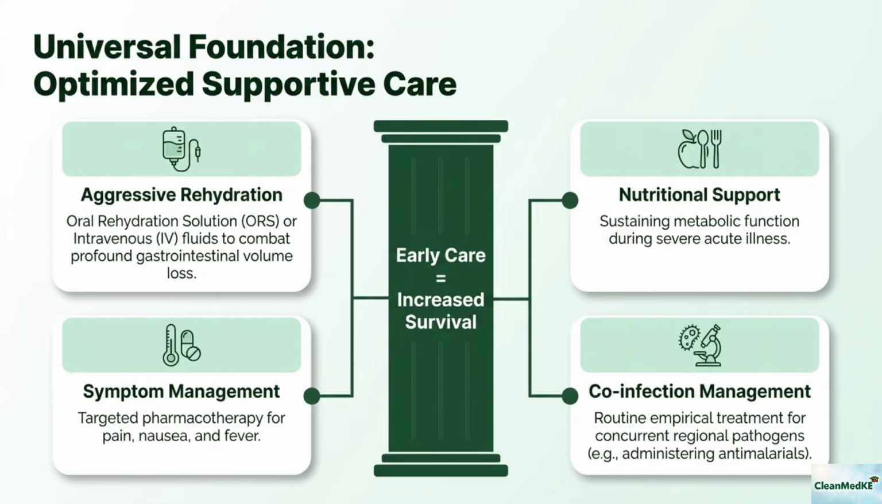While we have new drugs, survival is built on optimized supportive care. The data is clear. Early care equals increased survival. There are 4 pillars here. Aggressive rehydration, using ORS or IV fluids to replace the massive volume lost through GI distress. Symptom management, using pharmacotherapy for pain, nausea, and fever. Nutritional support, keeping the patient's metabolic function stable. Co-infection management, treating for regional pathogens like malaria empirically.